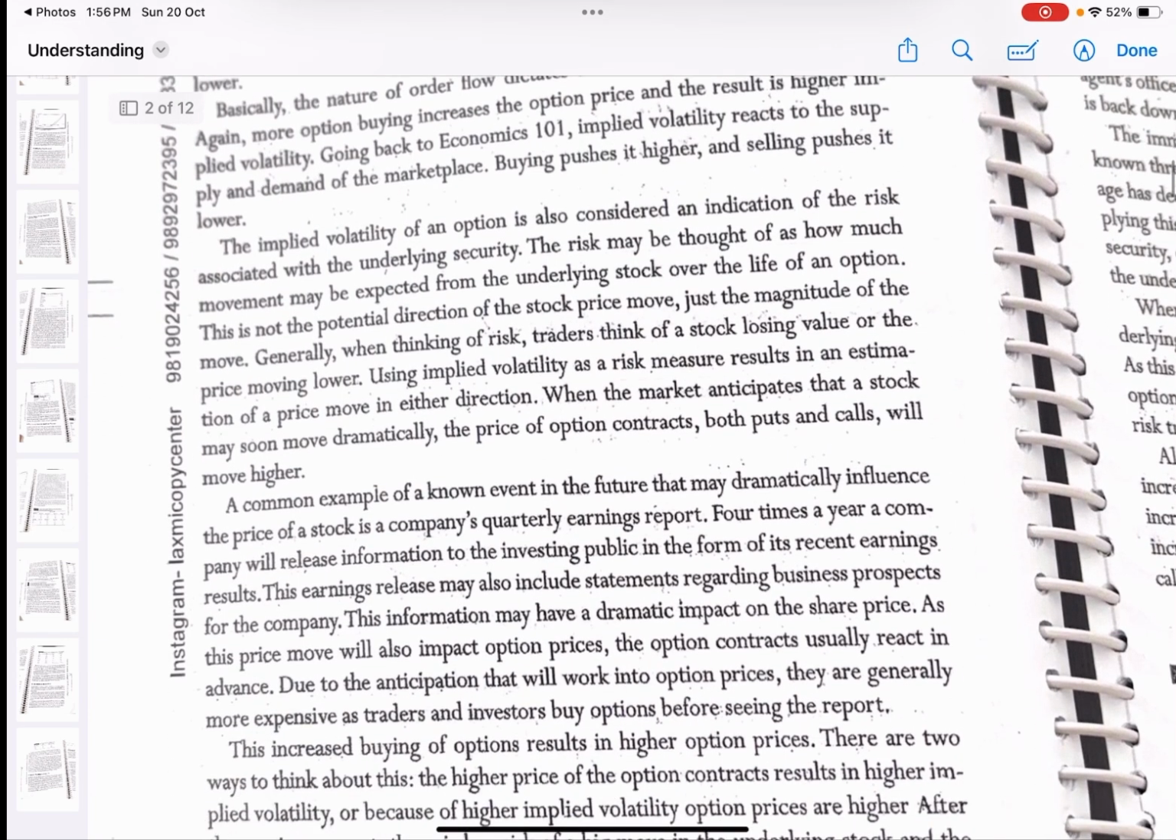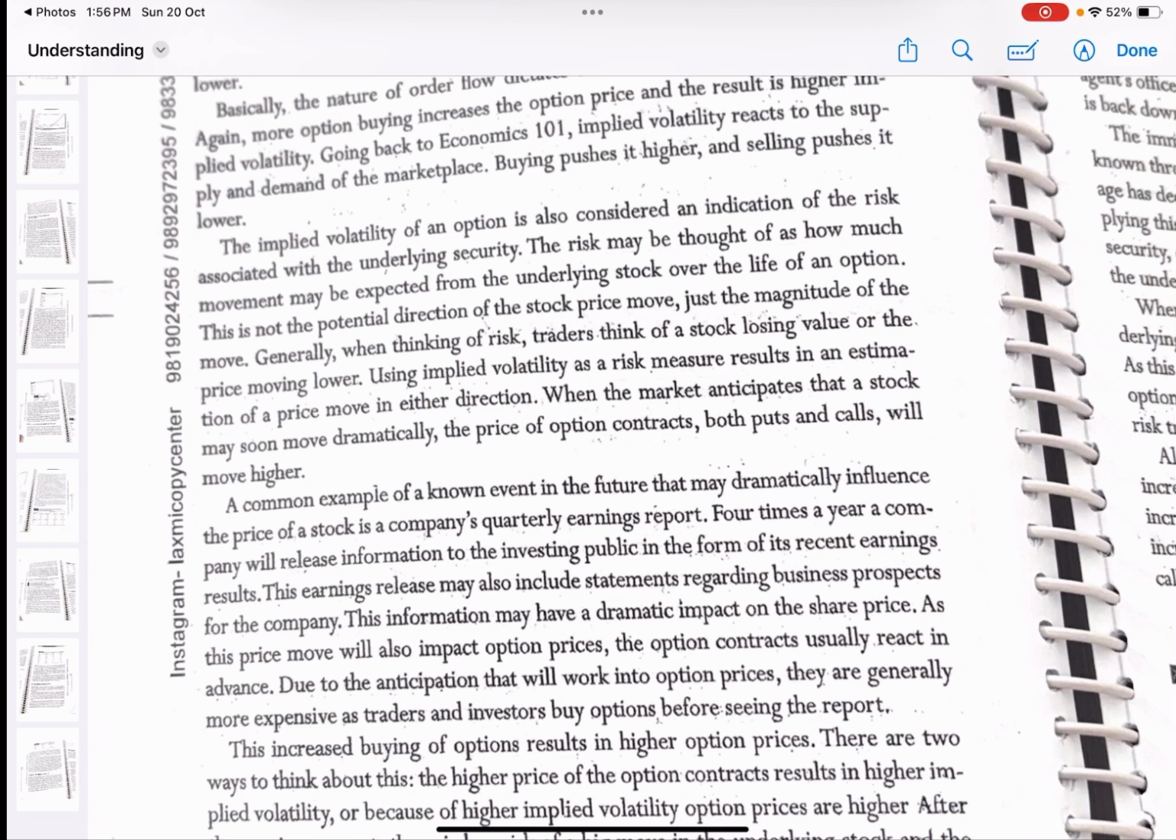The IV of an option is also considered an indication of the risk associated with the underlying security. By calculating the IV, you can know how much risk is there. The risk may be thought of as how much movement may be expected from the underlying stock over the life of an option. We can expect whether it will move 10 points, whether it will move 100 points. That is what they're talking about.